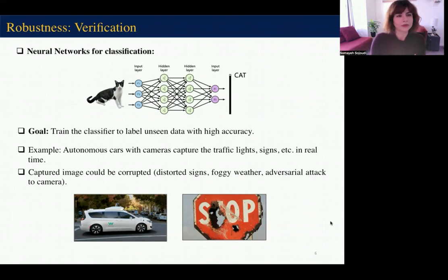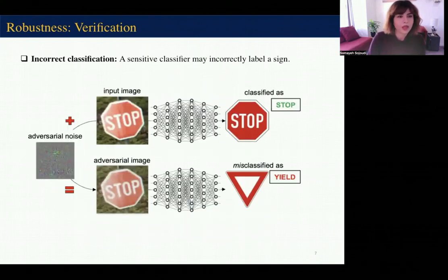But the problem is that not all images are accurate and perfect. They could be corrupted or distorted. For example, the weather could be foggy and affect the quality of the image. The sign could be damaged, or an adversary could attack the camera and corrupt the picture. If our classifier is sensitive, it may incorrectly label a sign. For example, in the autonomous car case, the classifier could classify the stop sign as a yellow sign or a red traffic light as green. Obviously, these are all very dangerous scenarios.